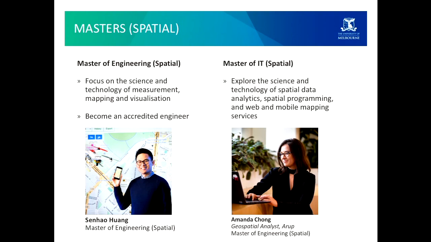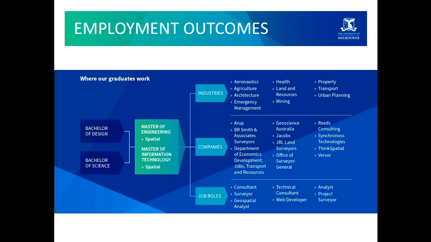All right, I mentioned already we have two pathways and they serve different industries. After a Master of Engineering, you typically would go into the surveying industry. After the Master of IT, you would typically go into the IT industry or the consultancy industry or into the government. This slide shows the multitudes of industries that employ our graduates. And I hope, or think, because there is this broad field of applications that I mentioned before, you see that people can work in many, many, many different industries.